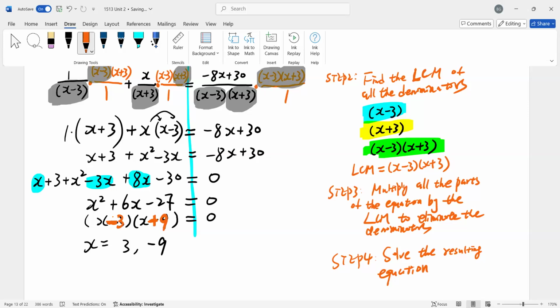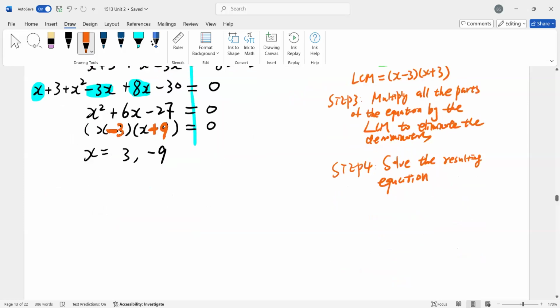And you don't have to use a factorization. You can use the quadratic formula. So you should have the same result, 3 and negative 9. Very good. But we are not done yet. Remember, the procedure has 5 steps, and the last step is very important.